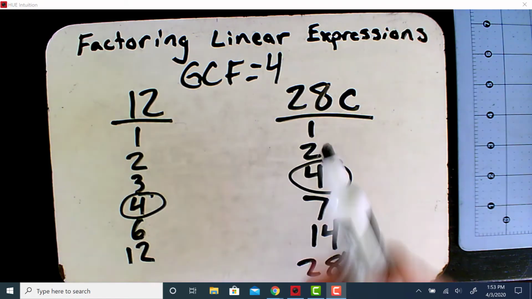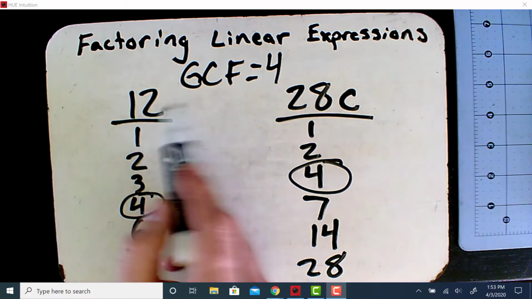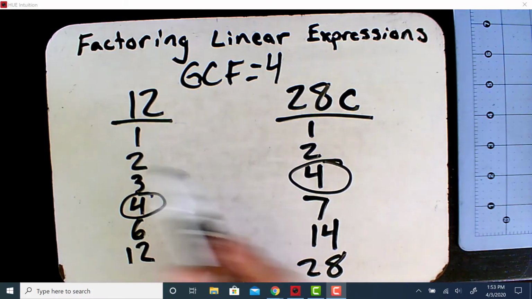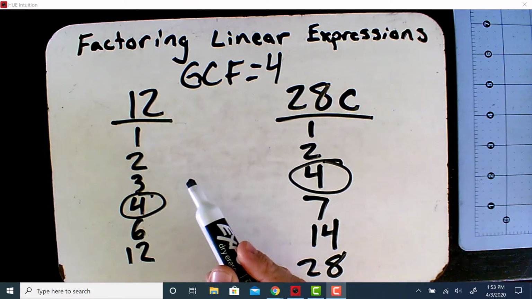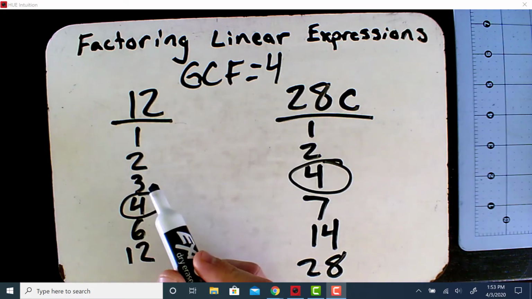Not 4C, but 4, because this one has no C and this one does. So they don't match, so they don't have that particular factor in common. So 4 is our greatest common factor.